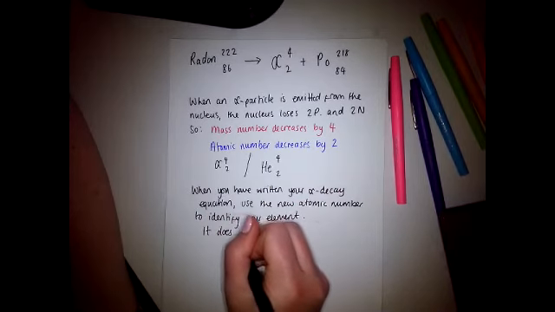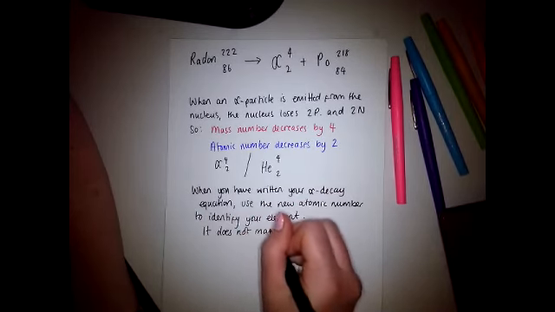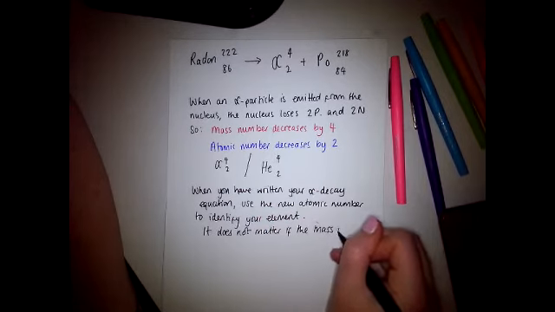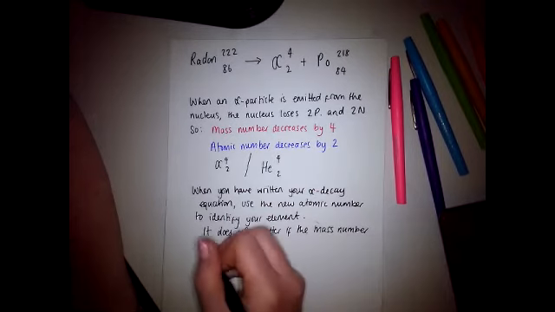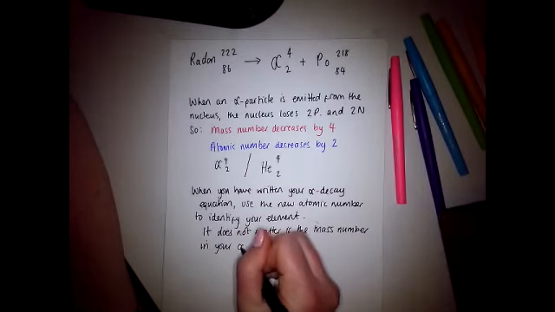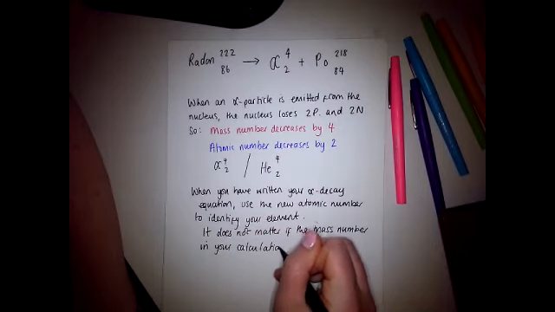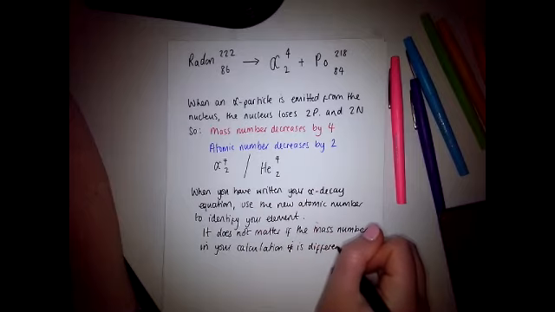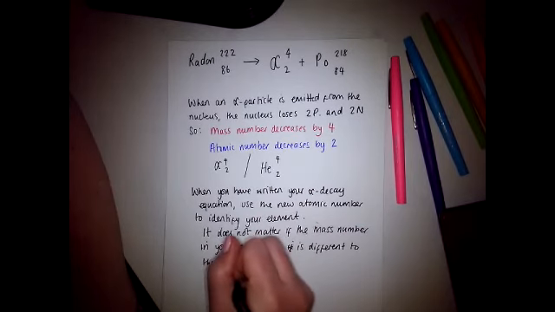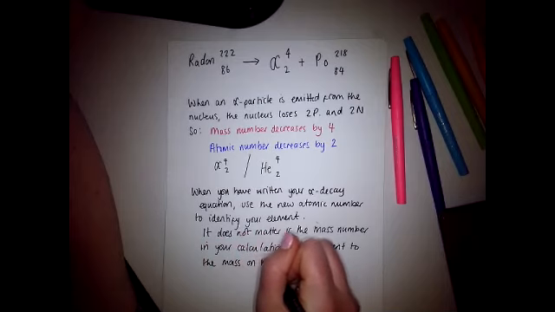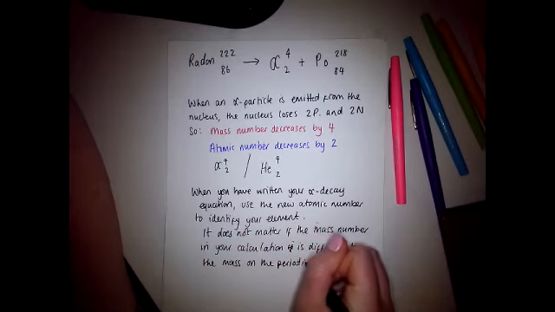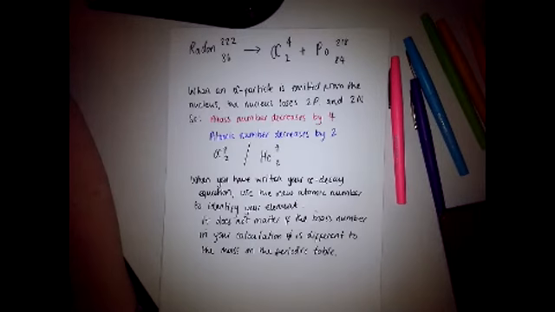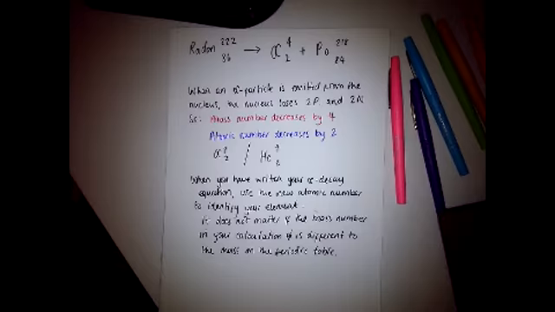It does not matter if the mass number in your calculation is different to the mass on the periodic table. It really, really, really doesn't matter. Honestly, it doesn't matter. It's not the end of the world if the mass is different.